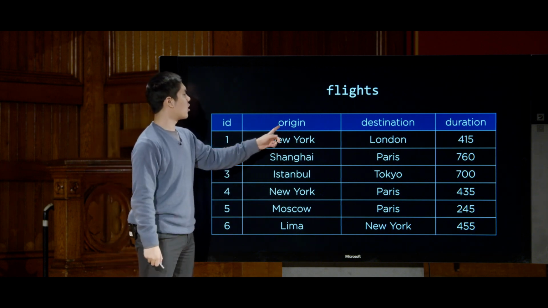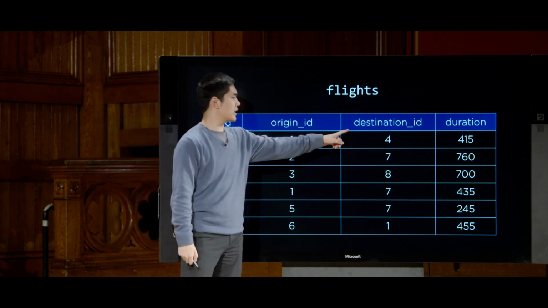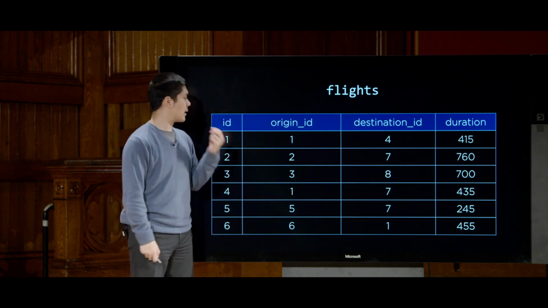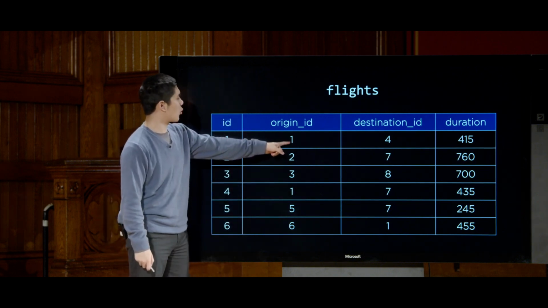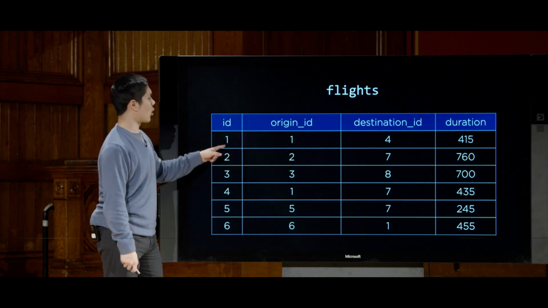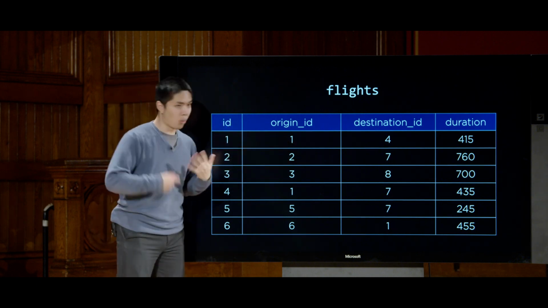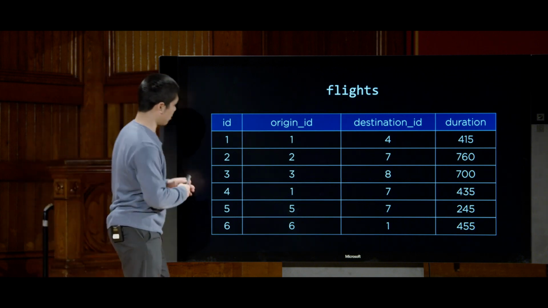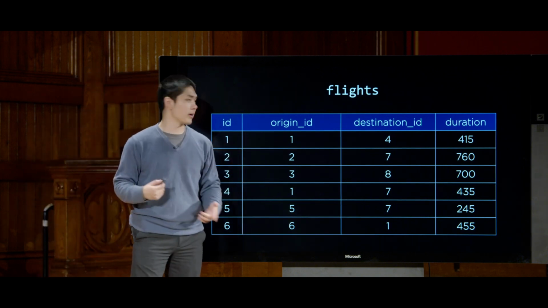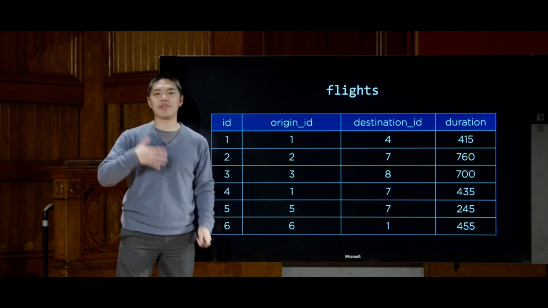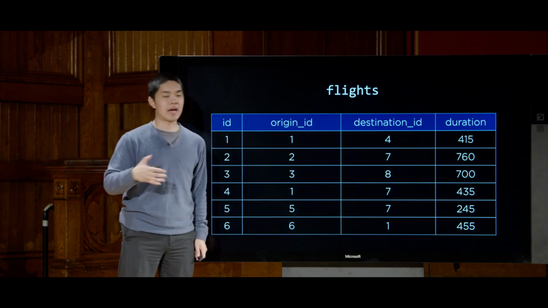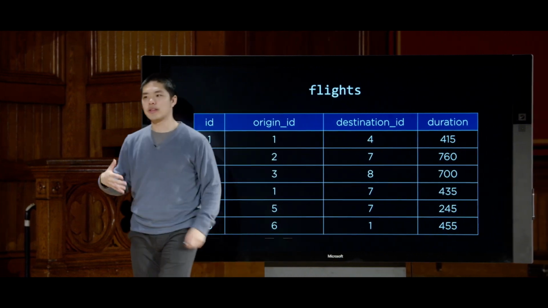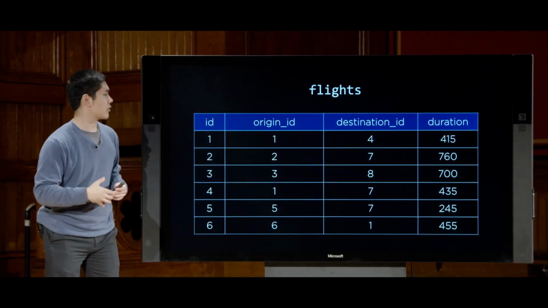and rename these columns to origin ID and destination ID, that instead of storing text, are going to store a number, where origin ID 1 means the origin of flight 1 is whatever airport number 1 happens to be. And I could go to the airports table, look up which airport has an ID of 1, and that would tell me the origin of this flight. And if I went to the airports table and looked up which airport had an ID of 4, that would tell me the destination of this flight as well.